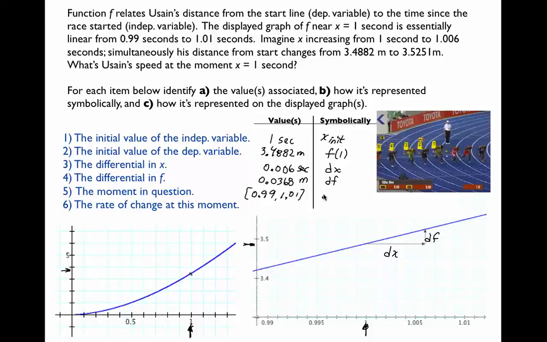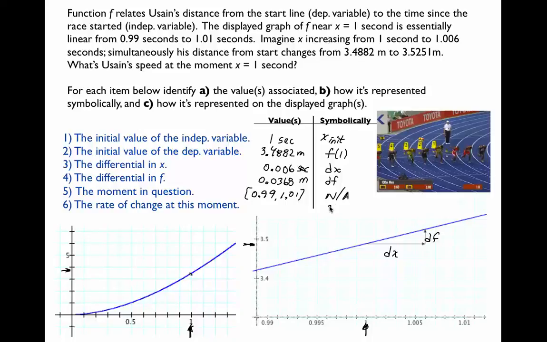We don't really have anything symbolic for the moment. Is Morgan here? Do you agree? There's not really any symbolic way we have of expressing a moment, right? Just the interval. Yeah, just the interval. Okay. All right, and so then what about the rate of change at this moment? What's the value of the rate of change? Okay, let's do symbolically first.